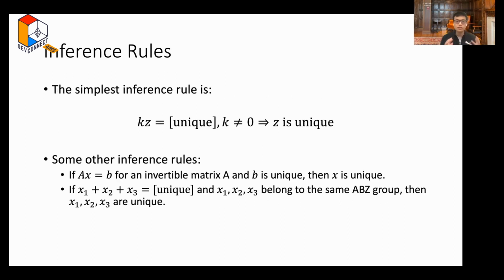To give some examples of inference rules, the easiest inference rule is for a constant k, if k times z is uniquely determined and k is not equal to 0, then z is uniquely determined. This is relatively straightforward and follows from the fact that we're working on prime fields. Now some fancier inference rules. If A times X equals B for an invertible matrix A and B is unique, then X is also unique. Lastly, with the ABZ group, if X1 plus X2 plus X3 is unique and X1, X2, and X3 belong to the same ABZ group, then we know which one of these is non-zero, and that must be that unique value. Thus, all of X1, X2, and X3 are uniquely determined.